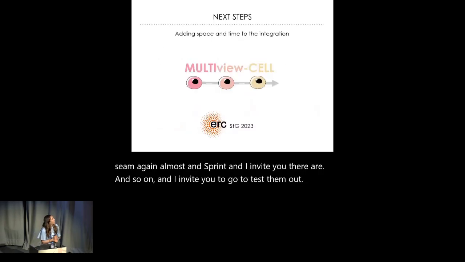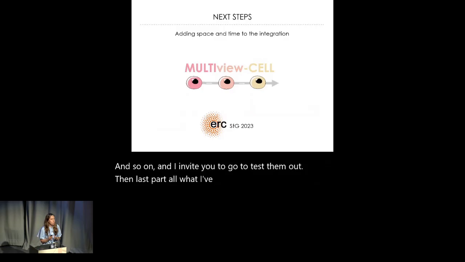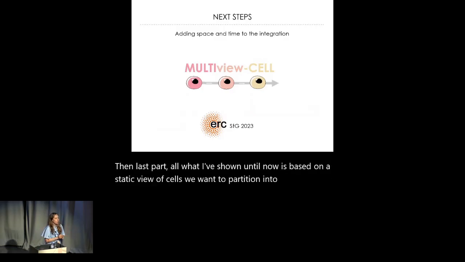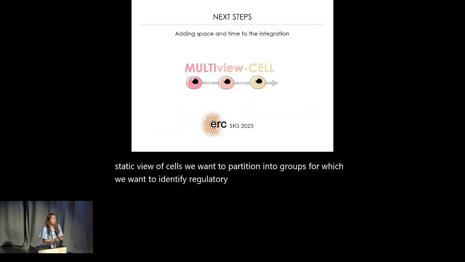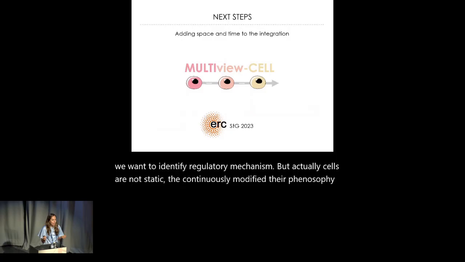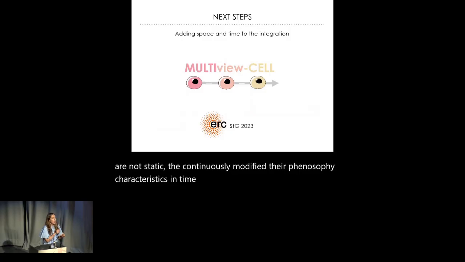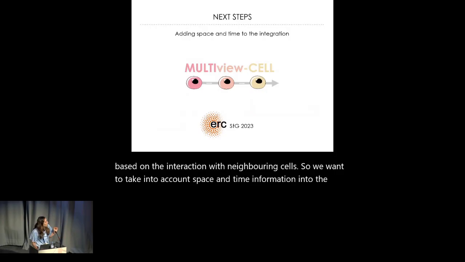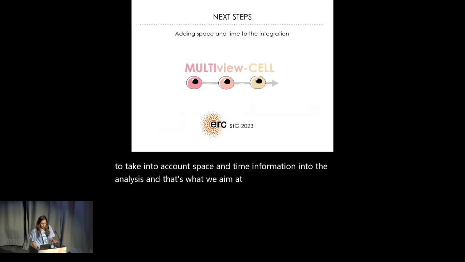Then last part, all that I've shown until now is based on a static view of cells into groups for which we want to identify regulatory mechanisms. But actually, cells are not static. They continuously modify their phenotypic characteristics in time, mainly influenced by their molecular information and molecular regulation inside the cell, but also based on the interaction with the neighboring cells. So we want to take into account space and time information into the analysis. And that's what we aim at doing with the recent ERC starting grant that we started in spring 2024.